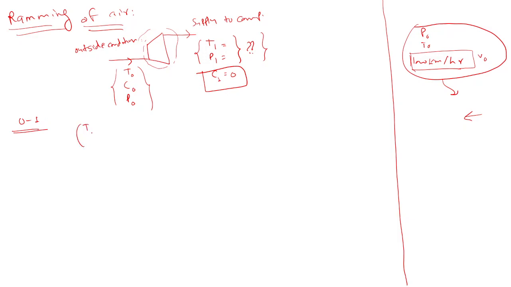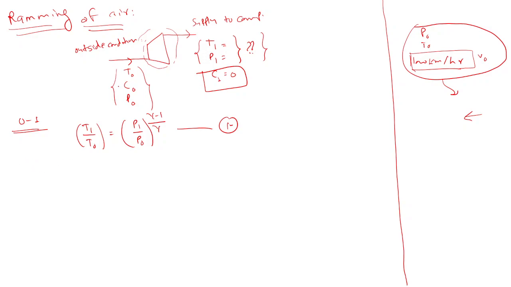So this way temperature will change, right? It will come from T naught to T1, and P1 to P naught, gamma minus 1 over gamma. This would be the first relation here, and second, energy balance we can make, right?